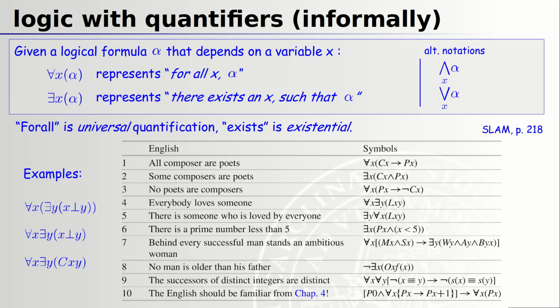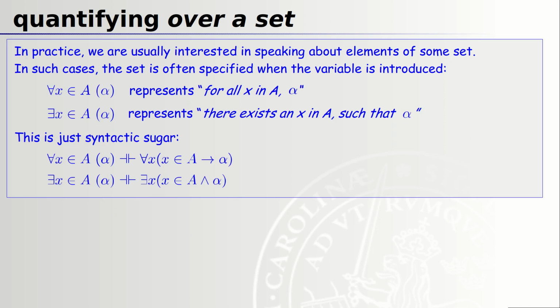Here are a few logic formula examples from the textbook. Again, for them to make sense, one needs to make reasonable assumptions about the meaning of the predicate symbols. In most practical applications, we really want to quantify over a specific set: the set of all strings of zeros and ones, some inductively defined closure, for example, the natural numbers, etc. We can introduce quantifiers that do so as syntactic sugar, like this.